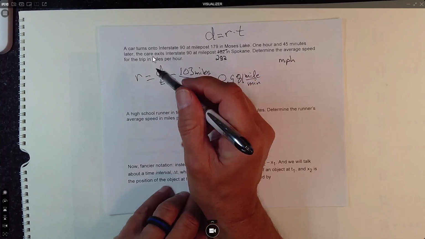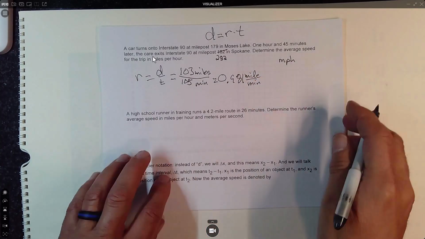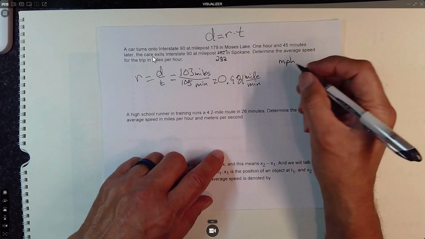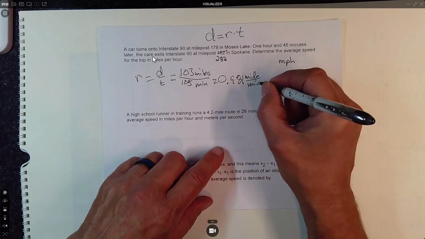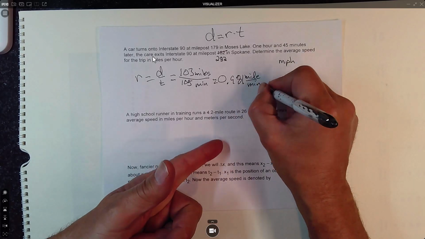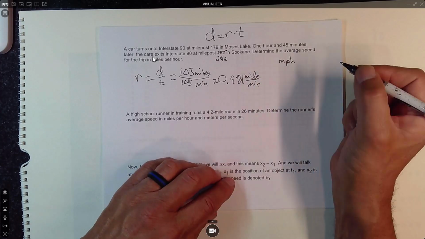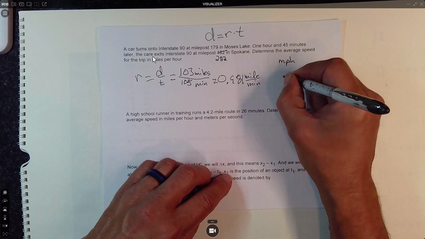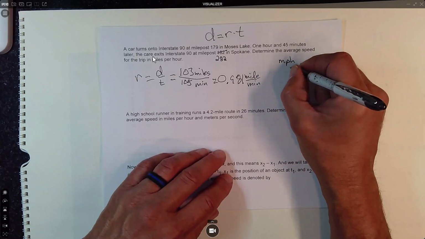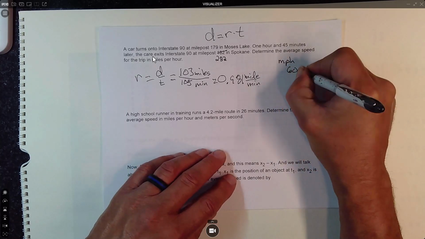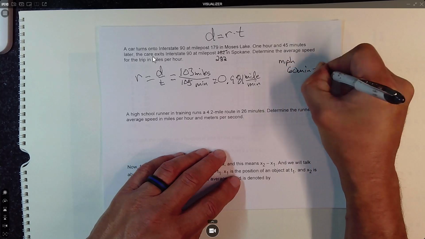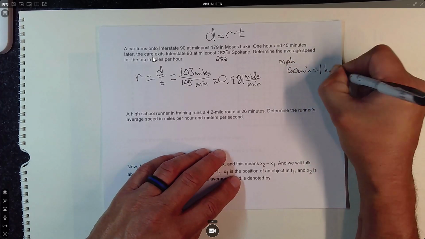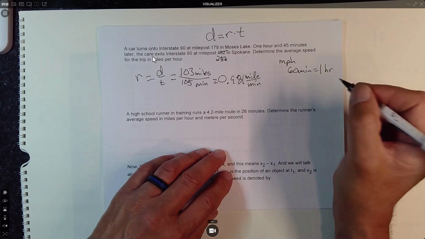Okay, but that's not what I want. I want it in miles per hour. All right, so I need to do a unit conversion. Now, the miles are just fine, but those minutes aren't so good. I have to have a unit conversion factor, something to multiply this by. Then it so happens that 60 minutes is equal to 1 hour. And so that's what I'll use.